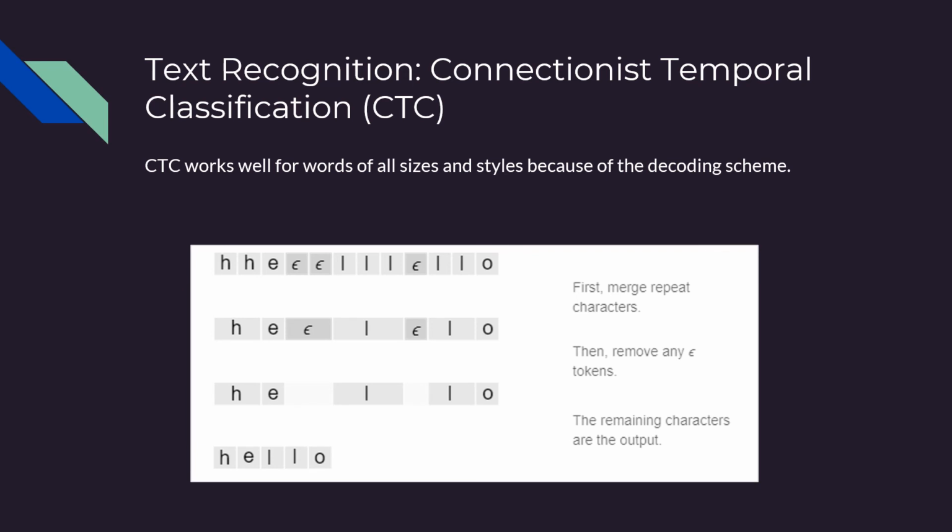To solve the problem that some column features might not contain any characters at all, we introduced a blank class denoted by the epsilon sign in the picture. To handle the problem that some characters might stretch across multiple column features, the first step in the decoding process is to merge repeated characters. After that, the blank class is removed and the remaining characters are concatenated together to form the final output. This decoding scheme increases the robustness of CTC to handle words of all sizes and styles.